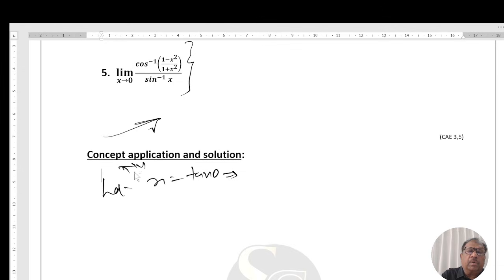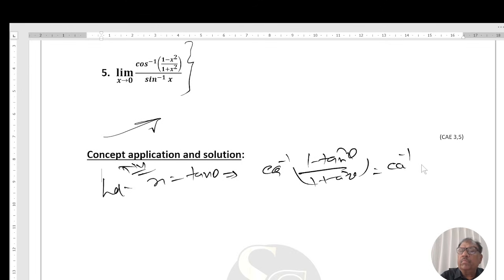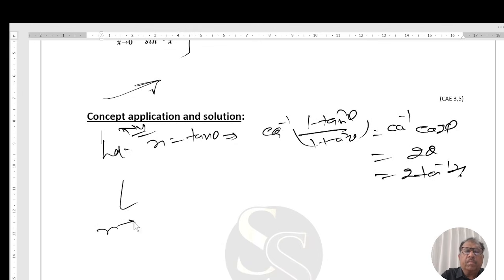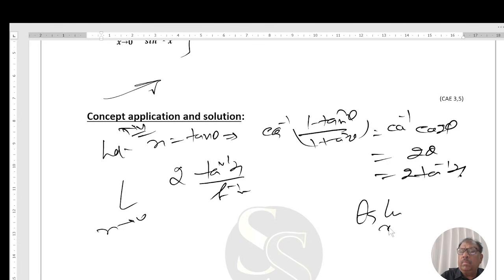We are discussing the numerator. Cos inverse of (1 minus tan square theta upon 1 plus tan square theta). That is cos inverse cos of 2 theta, that is 2 theta, that is 2 tan inverse x. Means the numerator can be replaced as twice tan inverse x upon sin inverse x. Now as limit x tends to 0, sin inverse x upon x is 1, and limit x tends to 0, tan inverse x upon x is also 1.